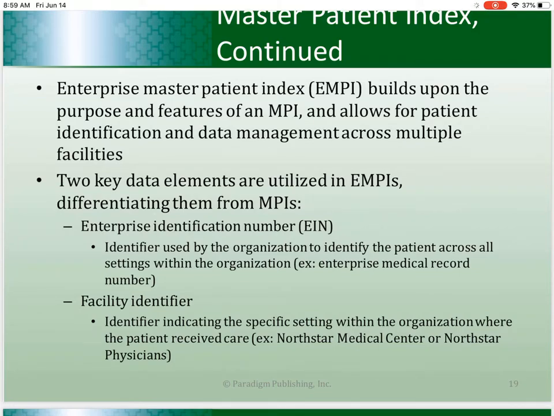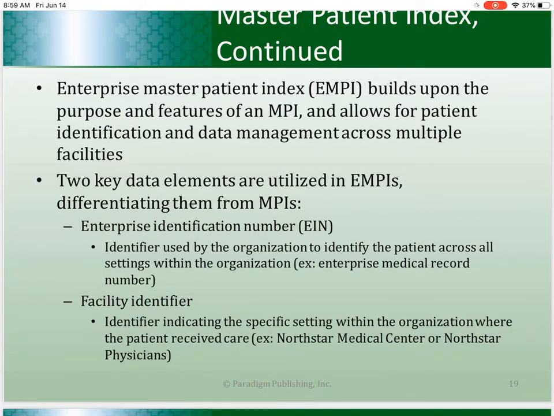Two key data elements differentiate the MPI from the eMPI: the Enterprise Identification Number and the Facility Identifier. The EIN in the eMPI is an identifier used by the organization to identify the patient across various healthcare settings, whereas the Facility Identifier is used to indicate a healthcare setting where the patient is seeking care. Healthcare providers have created a system in the EHRs that automate the data elements in the patient record.